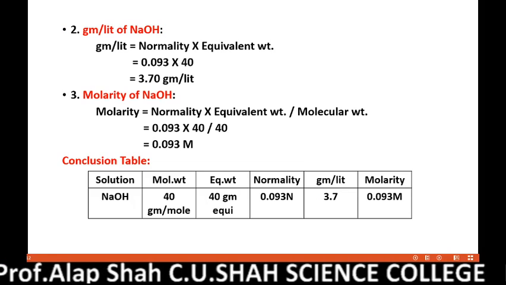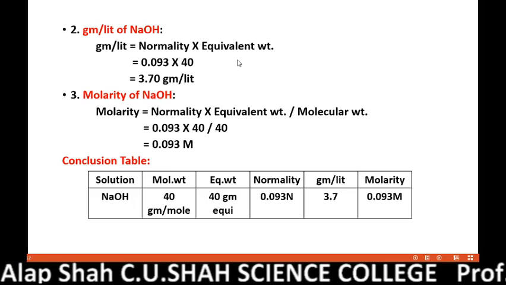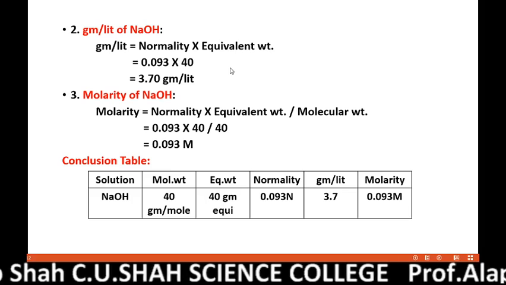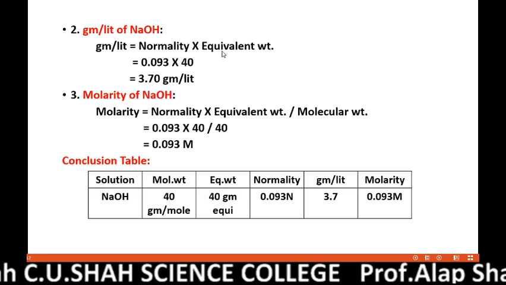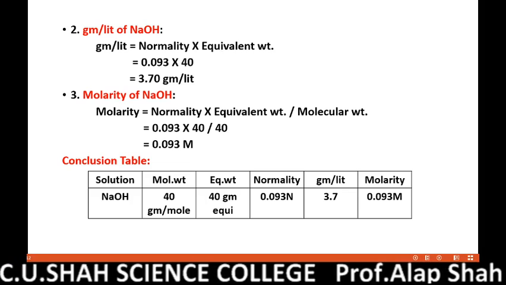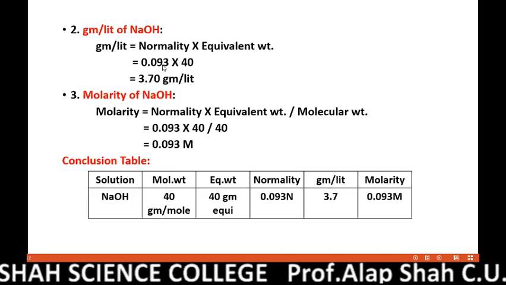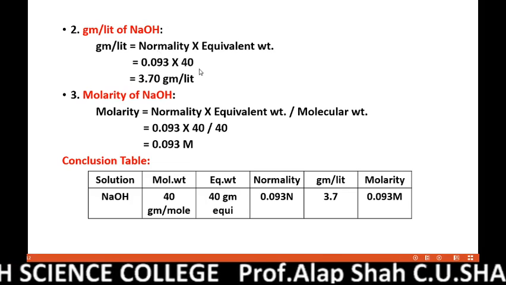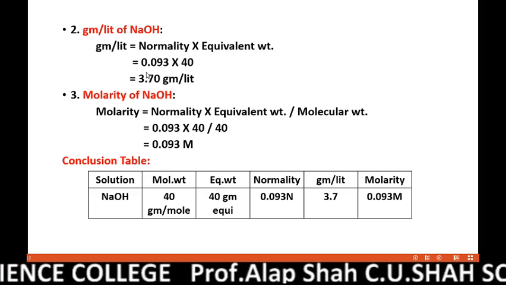Now the second calculation is gram per liter. Formula is normality multiplied by equivalent weight. Here many students make a mistake. Here we are calculating for NaOH, so you should use the equivalent weight of NaOH, not succinic acid. So 0.093, which we already calculated as normality, multiplied by 40, the equivalent weight of NaOH. So we are getting the answer 3.7 gram per liter.